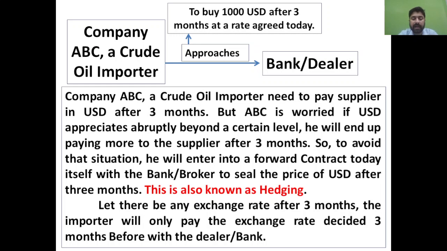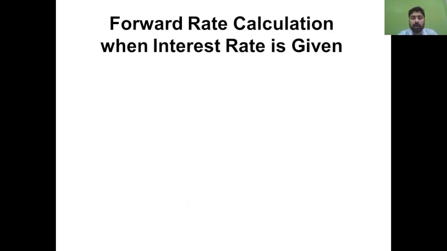Let there be any exchange rate after 3 months, the importer will only pay the exchange rate decided 3 months before with the dealer or the bank. So we'll understand this better, like how to find the right forward rate today itself, that you are going to agree with the banks and the dealers. That also you should be aware of as a financial manager. So I'm taking one scenario only. When the interest rate is given, how do you calculate the forward rate?